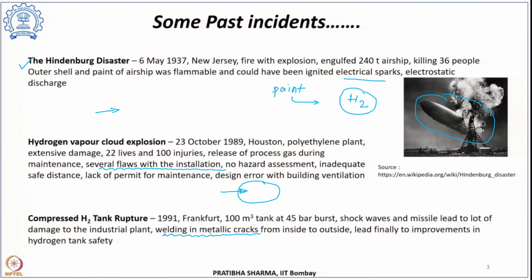Initially, in the welding there was a very small crack. This crack suddenly or gradually increased and became larger, and the compressed hydrogen tank ruptured, and the failure occurred.